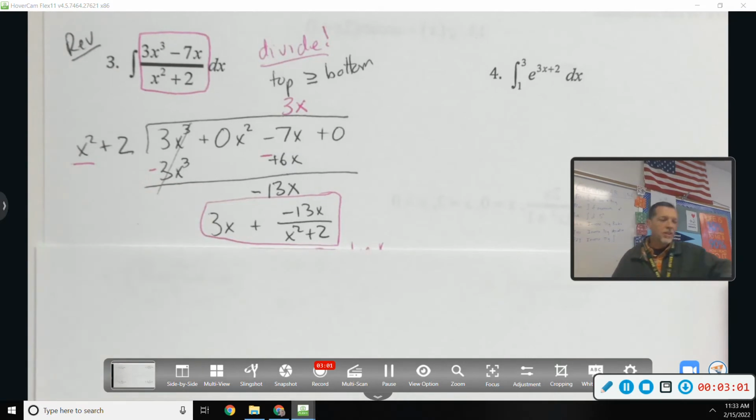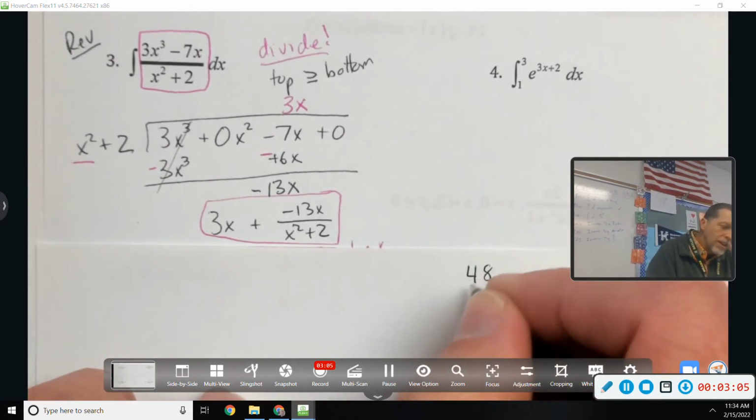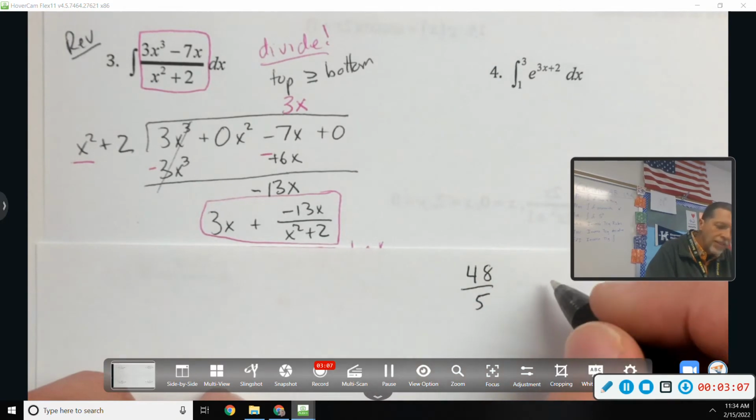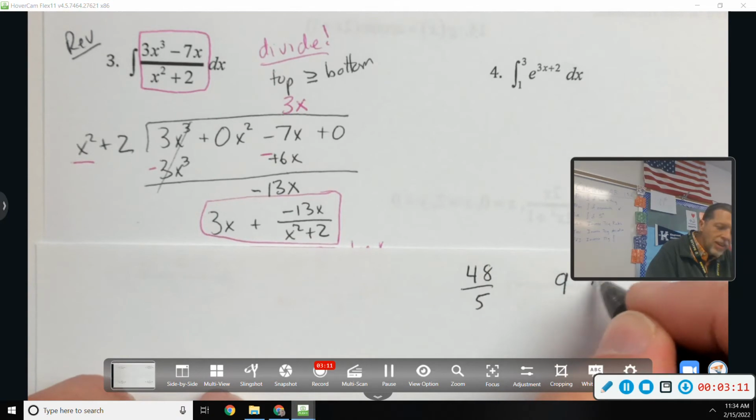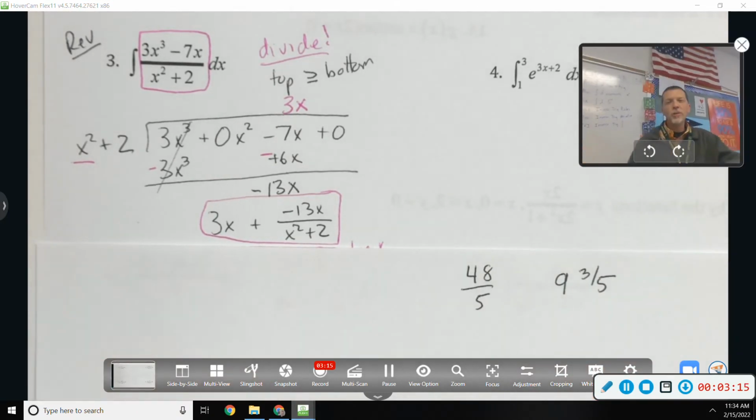They don't really look the same, but that's kind of like when you were in 3rd grade, if someone showed you 48 over 5, and that would be, what, 9 3/5? And someone told you those were the same thing, you'd be like, nah, those don't look the same. But now you know, well, yeah, they don't look the same, but they are the same.